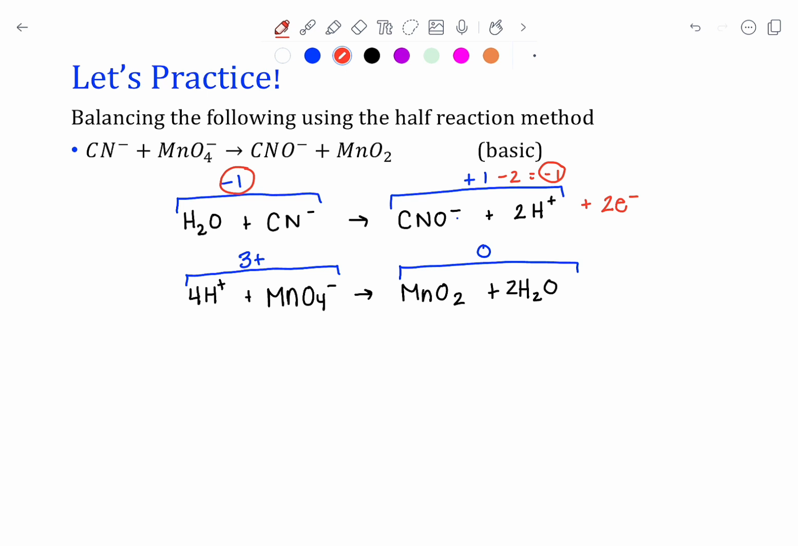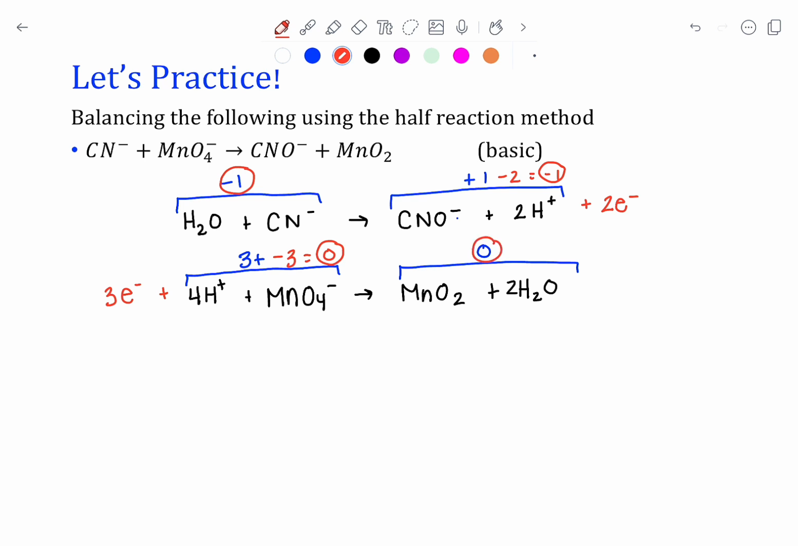And then for our second reaction, we're going to add our electrons to the reactant side, because that's the more positive side, and we are going to add 3 of those. So you can subtract off 3 and get a charge of 0. 0 and 0 are the same charge.